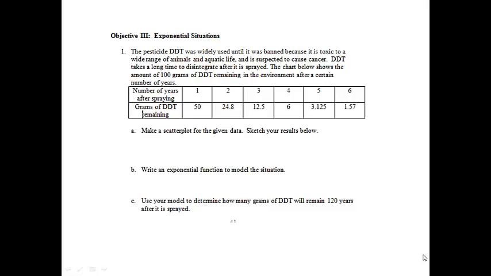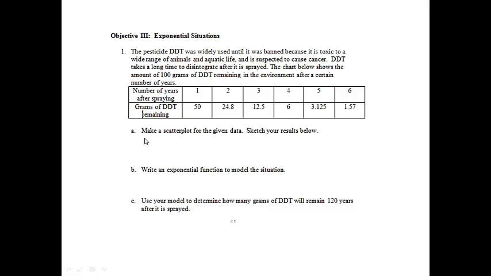Objective, exponential situations. Number 1, the pesticide DDT was widely used until it was banned because it is toxic to a wide range of animals in aquatic life and is suspected to cause cancer. DDT takes a long time to disintegrate after it is sprayed. The chart below shows the amount of 100 grams of DDT remaining in the environment after a certain number of years. So notice it gives the number of years of spraying and the grams of DDT remaining.